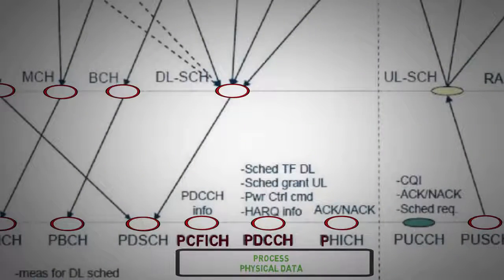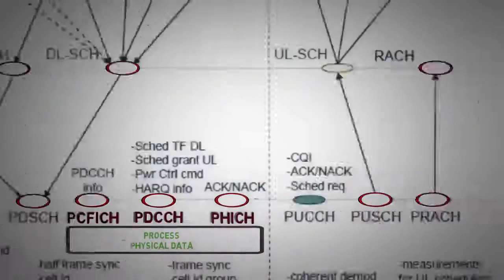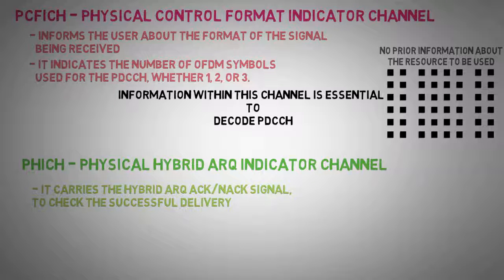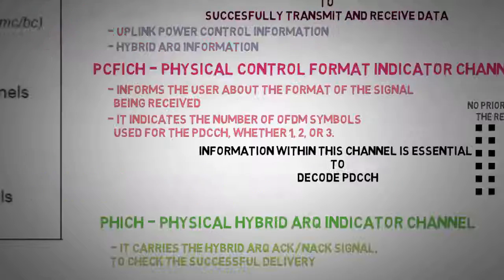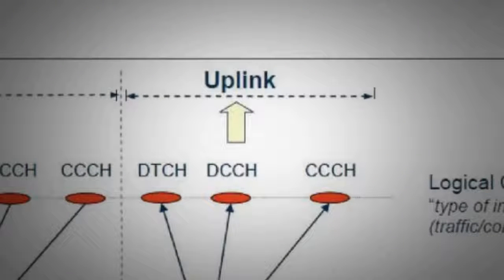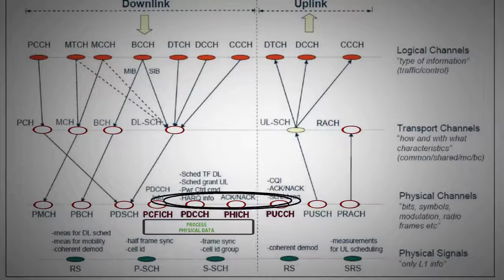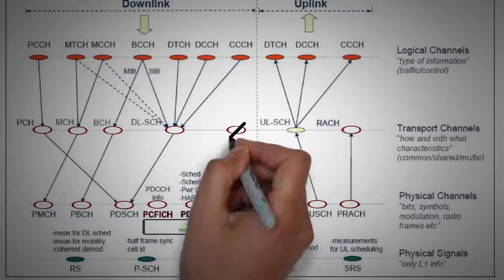Physical hybrid ARQ indicator channel, it carries the hybrid ARQ ACK or NACK signal, indicating whether a transport block has been correctly received. The control channel used in uplink is the physical uplink control channel, which is the counterpart of PDCCH in downlink. If we notice here, there are no transport channels corresponding to control channels.